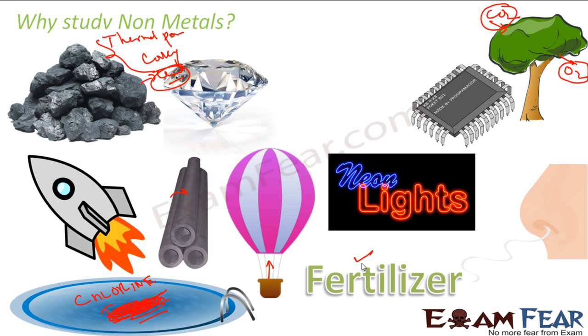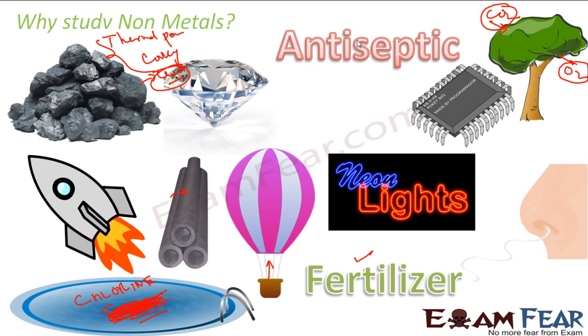The fertilizers, they use non-metals, ammonia and all. The antiseptics, they use non-metals. Iodine, yeah, iodine is used in antiseptics. So if you see, non-metals have a variety of uses.